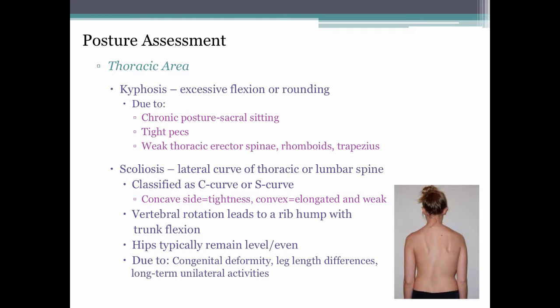And then let's talk about their thoracic spine. So we have a natural kyphosis, or flexion or rounding of the upper back. But when we have excess, this is caused by chronic posture, so sacral sitting. This results in pec tightness and weakness in your rhomboids and your trapezius, as well as your erector spinae.